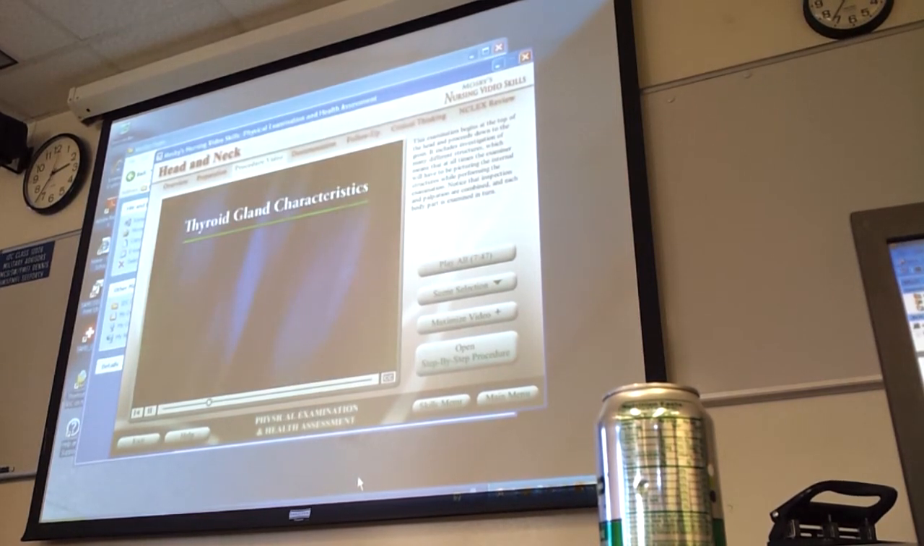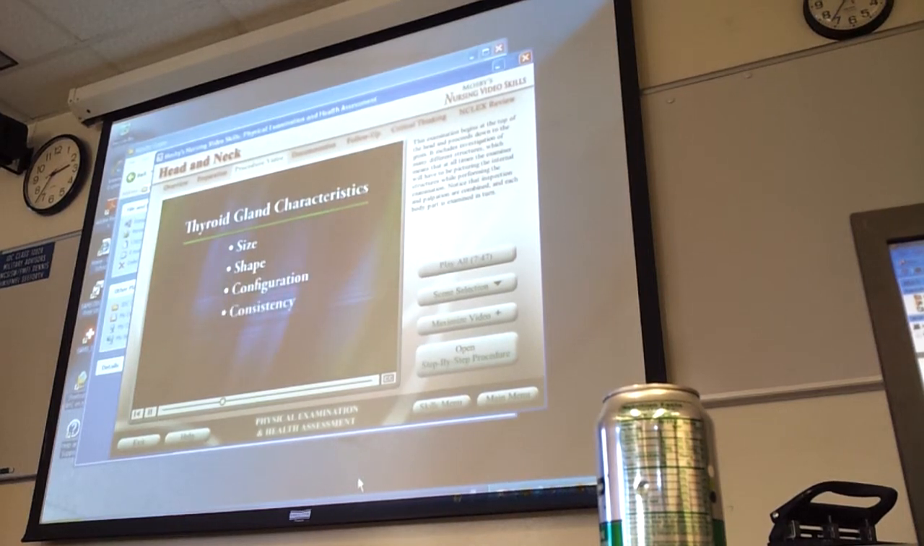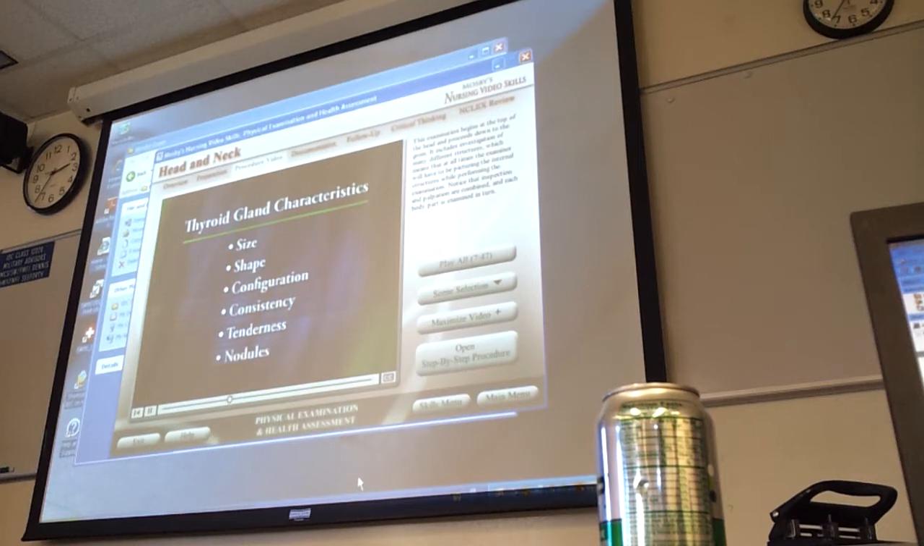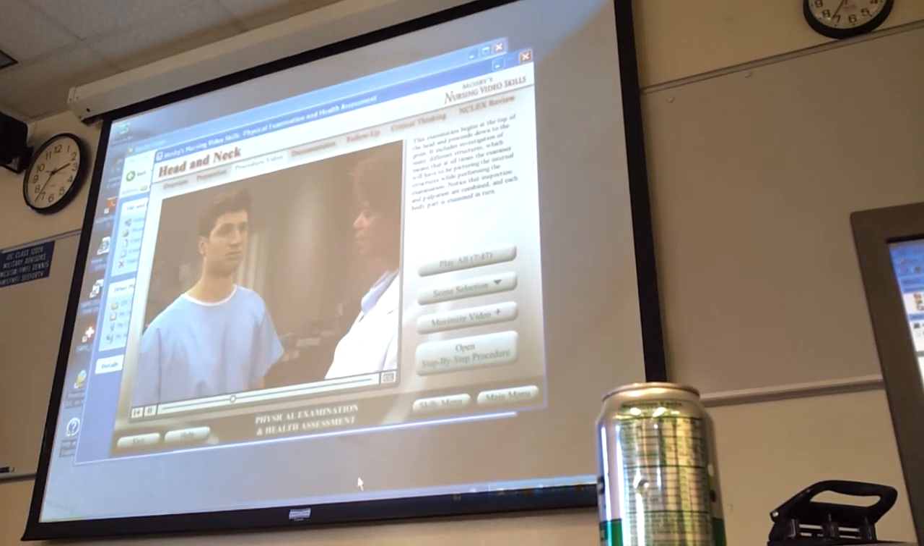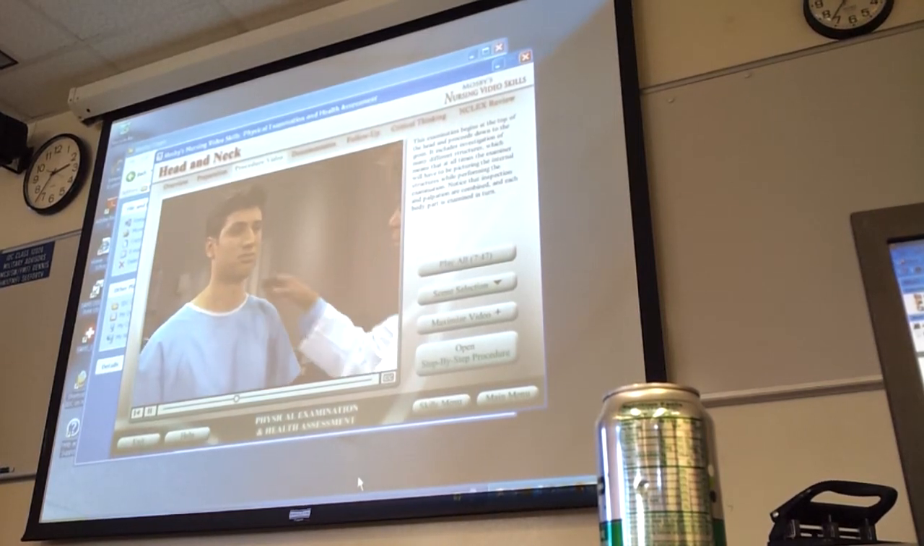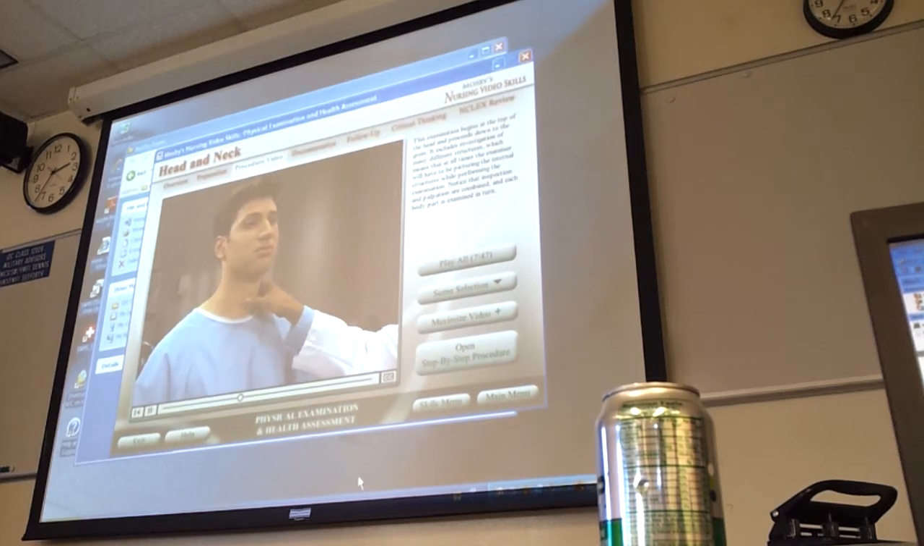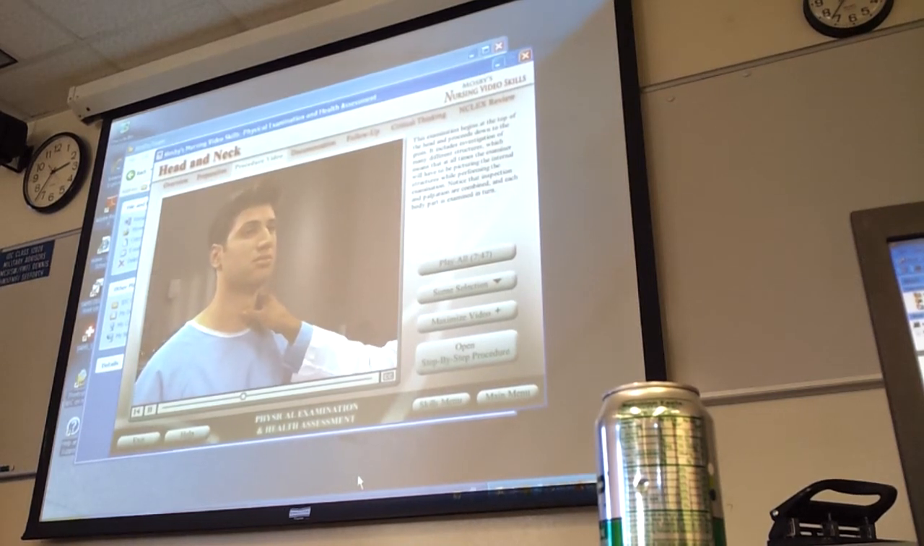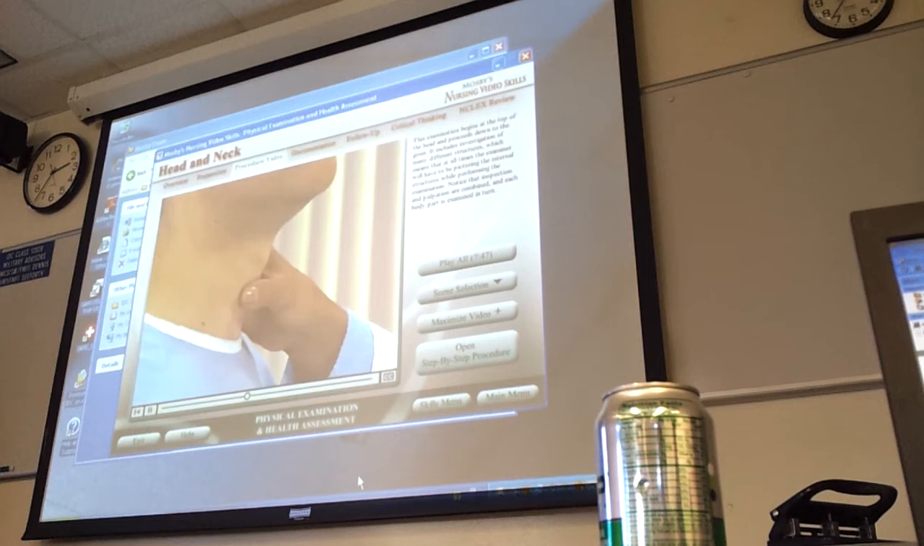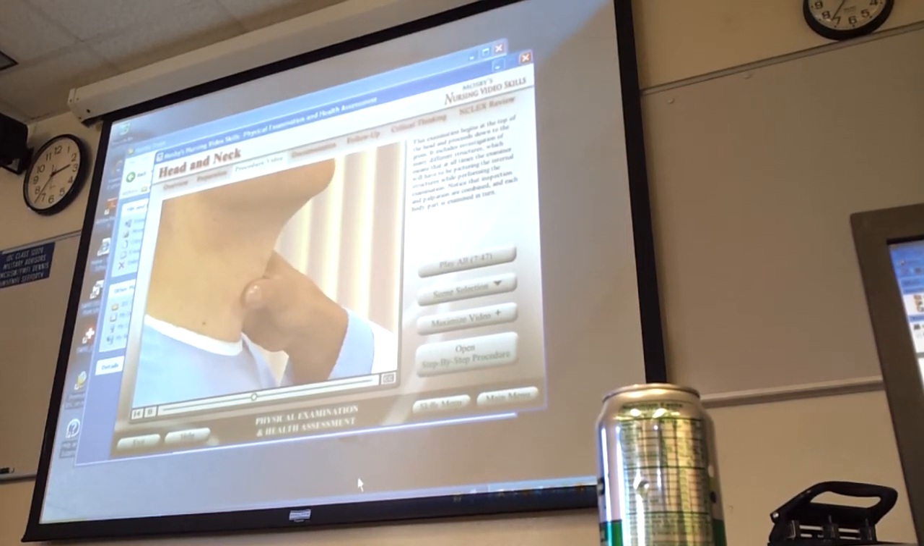Next, palpate the thyroid from the front or behind to assess its size, shape, configuration, consistency, and tenderness, and to detect any nodules. To identify the thyroid isthmus, place your thumb over the trachea about 3 centimeters below the thyroid cartilage. The thyroid isthmus should move under your thumb when the patient swallows.